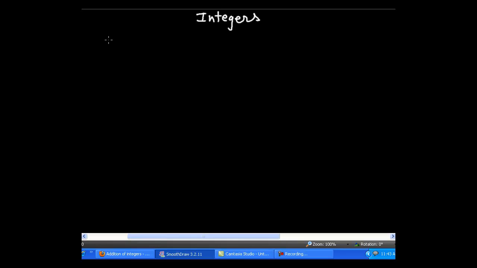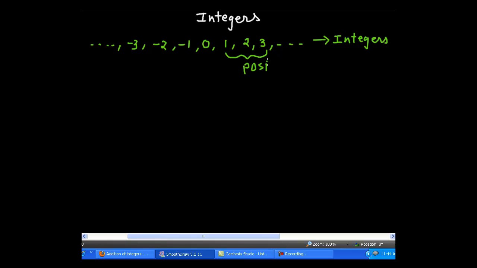Whole numbers along with negative numbers are called integers. If I have taken 0, 1, 2, 3 and so on the right side, and on the left side I have taken negative 1, negative 2, negative 3 and so on, so together these numbers are called integers. These are positive integers and these are negative integers.